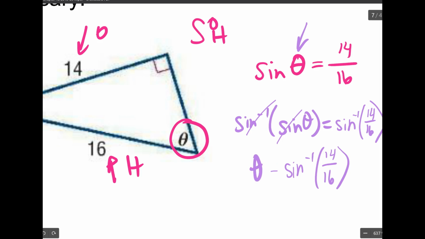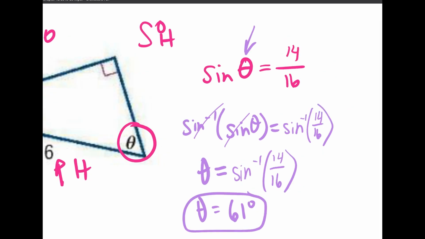Sine inverse of 14 over 16 is going to be equal to 61 degrees. I showed you how to plug this in already. We go to the next one.